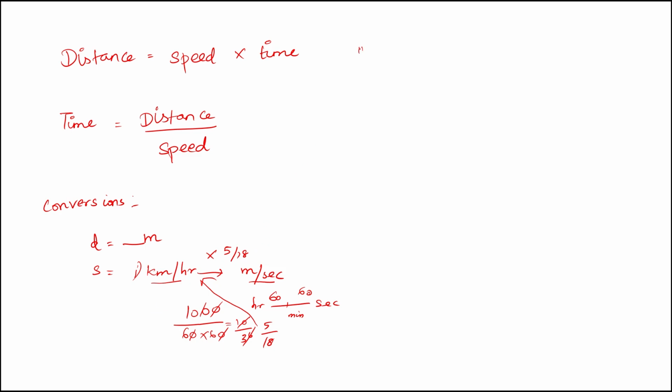Then second conversion, from meter per second to kilometer per hour. To convert this, just take the reciprocal of this value and multiply with 18 by 5. Then third conversion, from hour to minute. For example, I am giving you 1 hour. Convert this into minutes. What will we do? Multiply with 60, which is 60 minutes. So while you are converting from hour to minute, just multiply with 60.